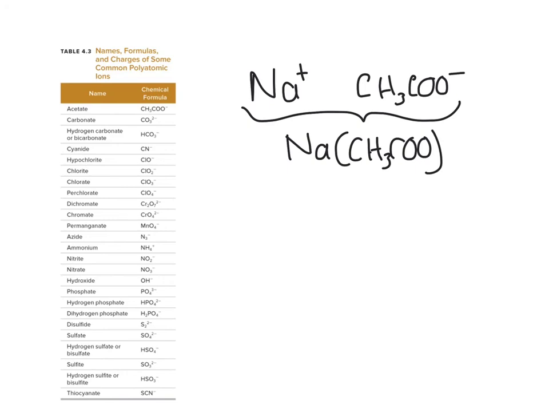If, on the other hand, I wanted to make a compound between sodium and carbonate, then I would have sodium, and I would need 2 of those with 1 carbonate, because the carbonate has a -2 charge and the sodium has a +1 charge, and so I need 2 +1 charges to balance the -2 charge of the carbonate. And so I would write sodium carbonate like this.